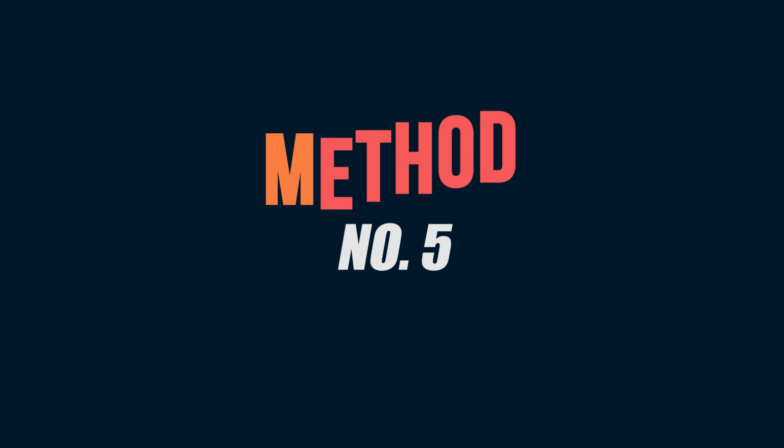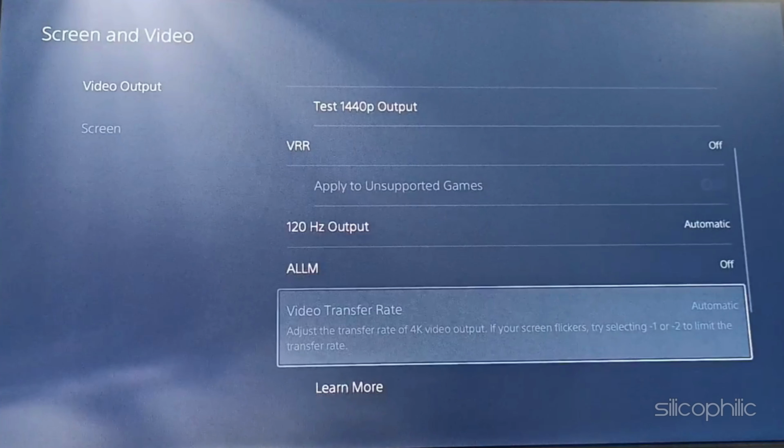Method 5. Change the video transfer rate. The next thing you should do is change the video transfer rate. To do that, open Settings, select Screen and Video option, then select Video Output. Try selecting a lower video transfer rate if available.